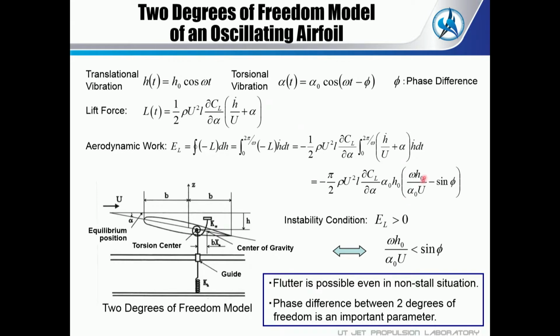So the first term is smaller than the second term. If this condition occurs, we have a flutter situation. It means flutter is possible even in a non-stall situation in the 2 degrees of freedom case. The phase difference between the 2 degrees of freedom is an important parameter. In the flutter case, the phase is always a very important parameter. So please remember it.